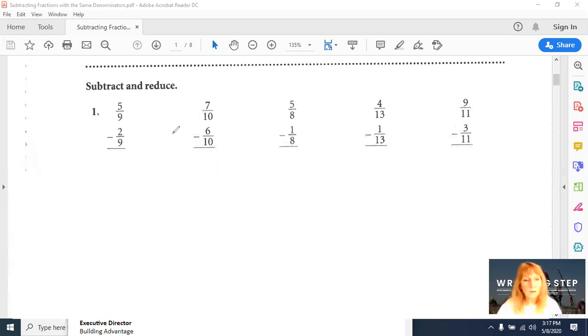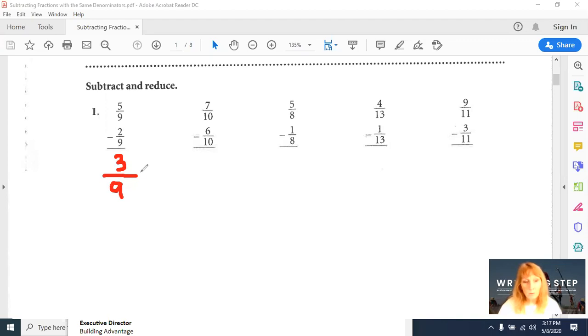They already are. So I just subtract the tops. 5 minus 2. The numerator is subtracted. 5 minus 2 gives me 3. And my bottom stays a 9. Just like addition with fractions, your bottom number will remain what the denominators are. So 3/9 is my answer.